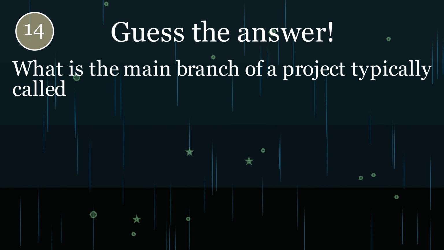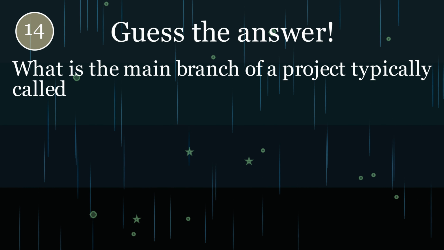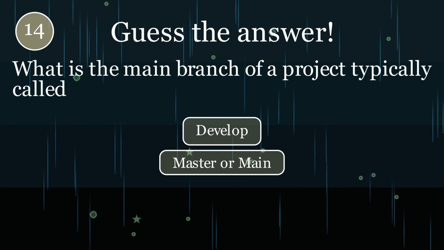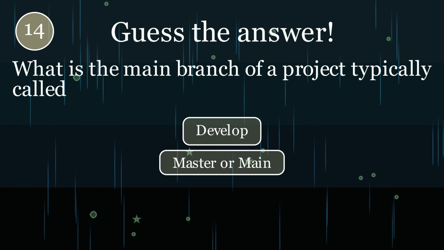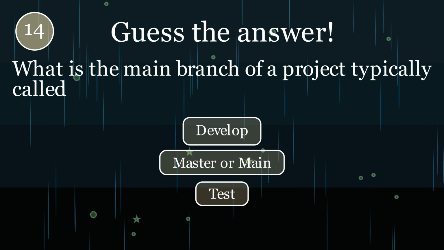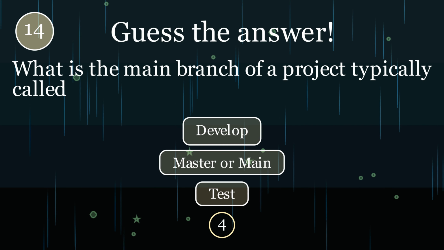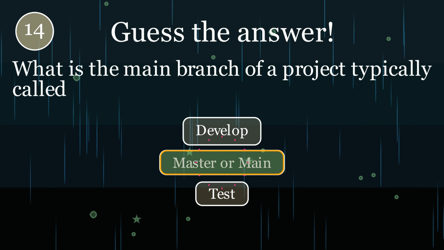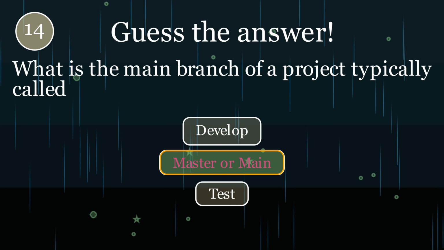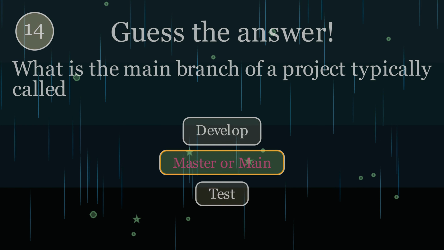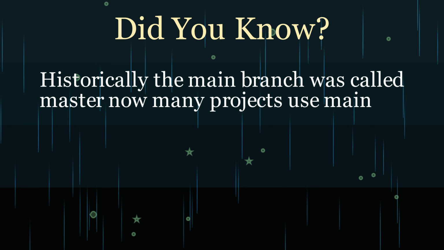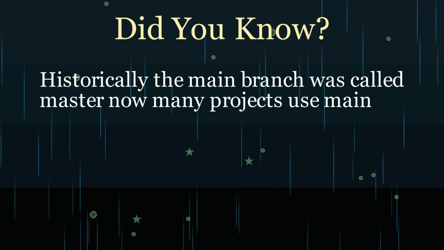What is the main branch of a project typically called? Develop, master or main, test. The correct answer is master or main. Did you know? Historically, the main branch was called master. Now many projects use main.